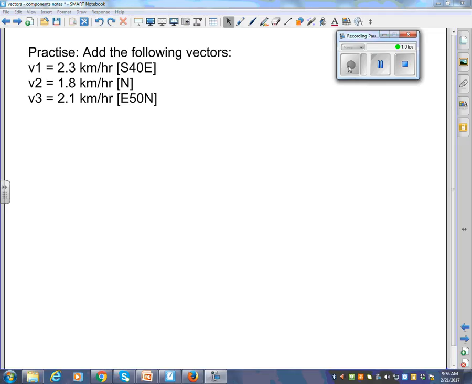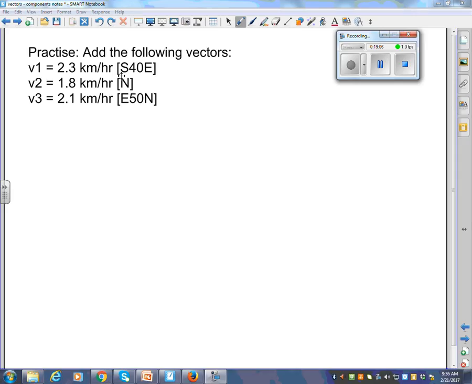Okay, I'm seeing similar problems around things that I've all seen before. So I suggest drawing the vectors down the left-hand side, putting your x's in the middle column and your y's in the right-hand column. Works good for me. Okay, so 2.3 kilometers per hour at south 40 east.